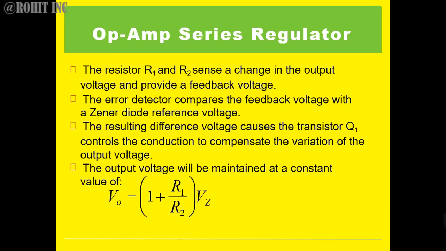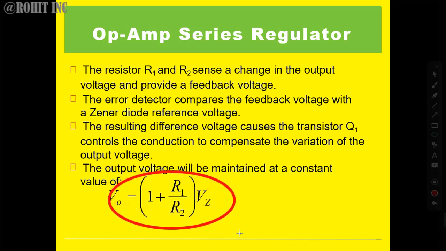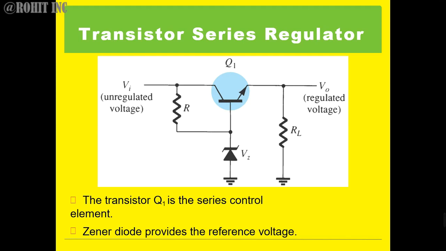Now we need not study this op-amp series regulator in depth, but you need to know what the output voltage of this will be. The output voltage we will get here is V0 equals (1 + R1/R2) times Vz, because we are using a Zener diode. Likewise, we can use a transistor as a series regulator, as you can see here. As I told you previously also, we can use different types of elements in between.